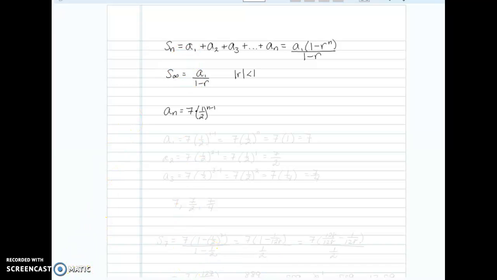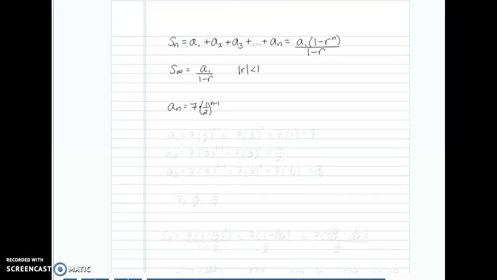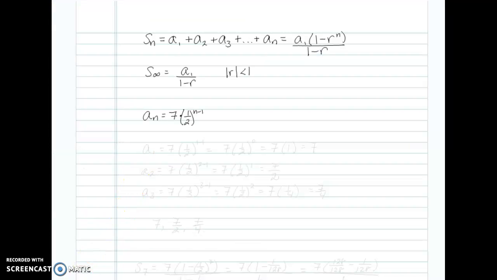a sub 1. To find a sub 1, that means we're going to go to this formula and replace n with 1. So we have 7 times 1/2 to the 1 minus 1 power. 1 minus 1 is 0, so that gives us 7 times 1/2 to the 0 power. 1/2 to the 0 is 1, so there we have 7 times 1, which is 7. That means our first term is 7.